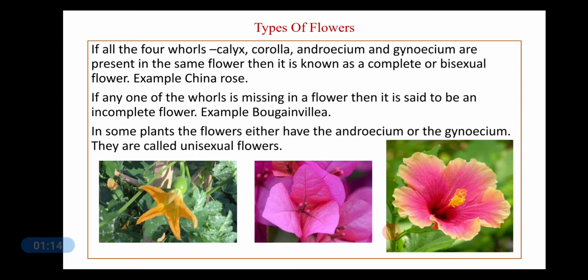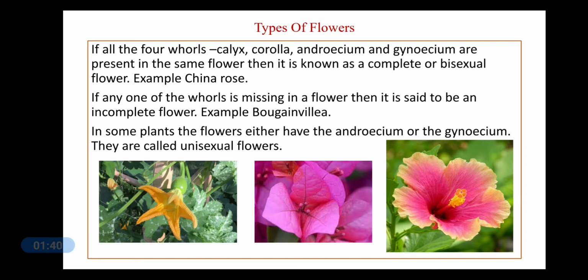If any one of the whorls is missing in a flower, then it is said to be an incomplete flower. Like if the calyx or the corolla or the androecium or the gynoecium, if any one of these is absent in a flower, then we call that flower an incomplete flower. See the example of bougainvillea.